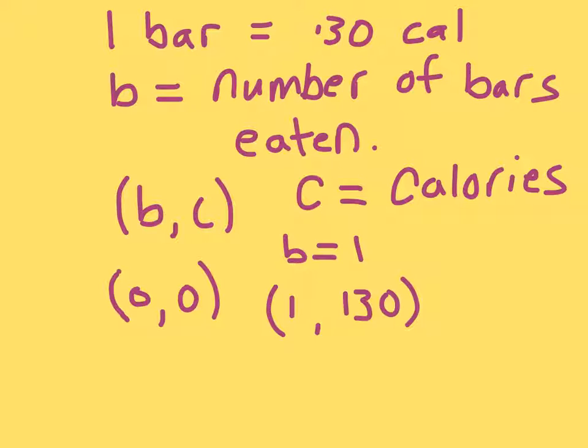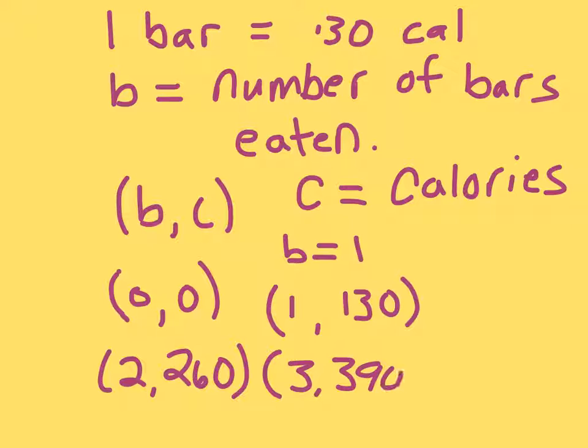So let's keep going and let's say that we eat 2 bars. How many calories did we consume? Well, if 1 bar is 130, then 2 needs to be 2 times 130, or 260. If we ate 3 bars, we would have consumed 390. You see how this works? And if we ate 4 bars, we would consume 520 calories.